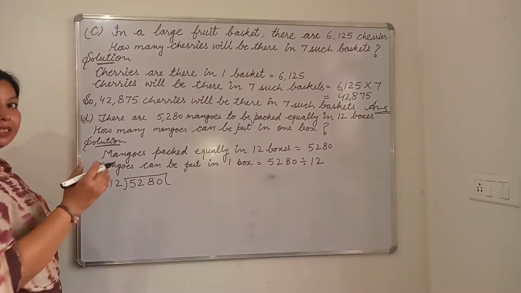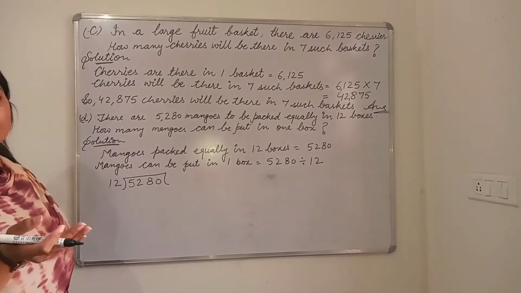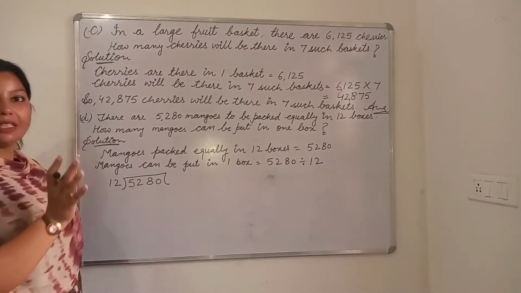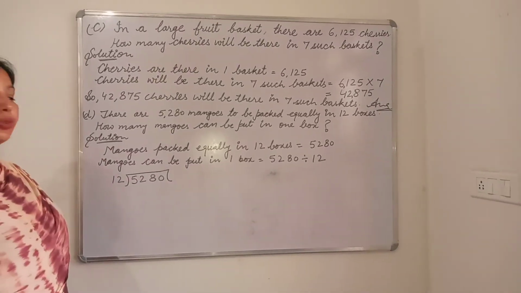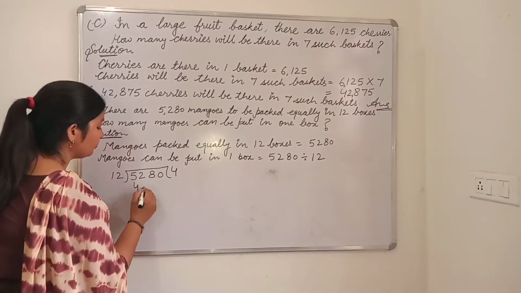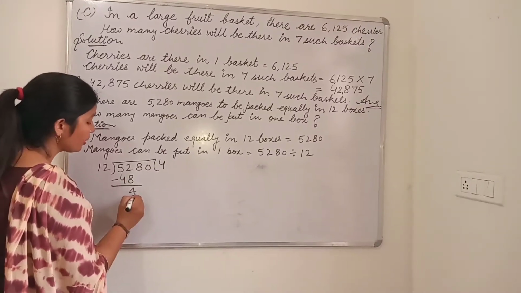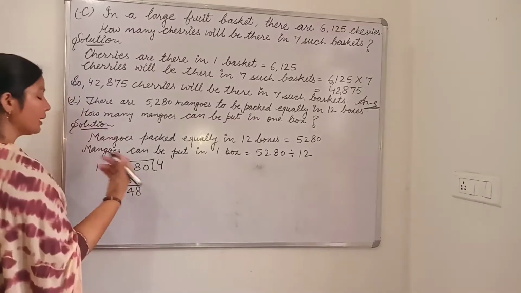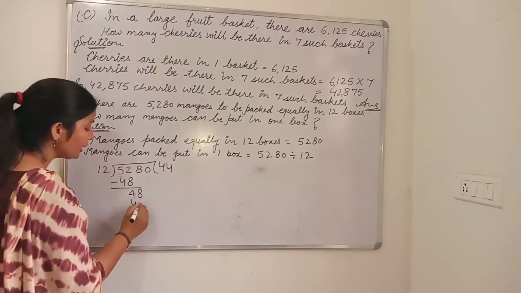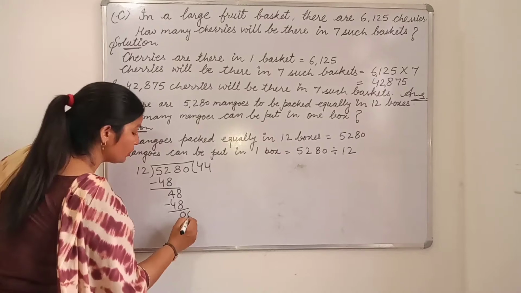12 ones are 12, 12 2s are 24, 12 3s are 36, 12 4s are 48, 12 5s are 60. So 60 is greater than 52. So at the 5 we have greater. So we will take the 4. So 12 4s are 48. Now 52 minus 48, 4. Now we note down the next digit. Again 12 4s are 48 because in the 12 table we have 48. So 48 minus 48, that will be 0. Now we note down the next 0.